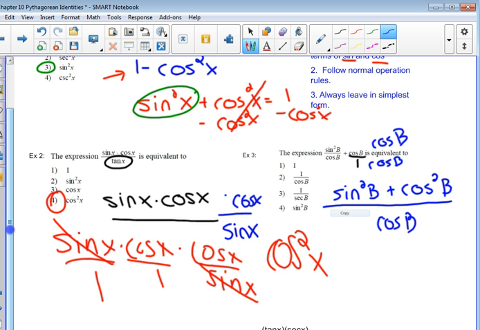Now, a lot of you guys left it like this. It's not an answer. Look very carefully at the numerator. Is anything jumping out at you? Oh, it's the identity. Good, Nadine. It's the first identity. What does sine squared of anything plus cosine squared of anything equal? 1. So this whole thing just equals 1. So it's really like saying 1 over cosine B, which is secant B.